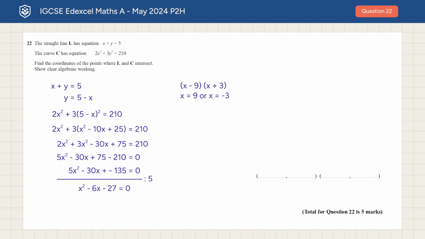Finally, we find the corresponding y values by plugging these back into our line equation. y equals 5 minus x. When x is 9, y is 5 minus 9, which is negative 4. When x is negative 3, y is 5 minus negative 3, which is 8. Therefore, our 2 points of intersection are (9, negative 4) and (negative 3, 8).